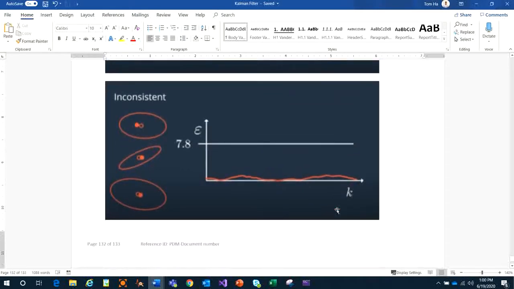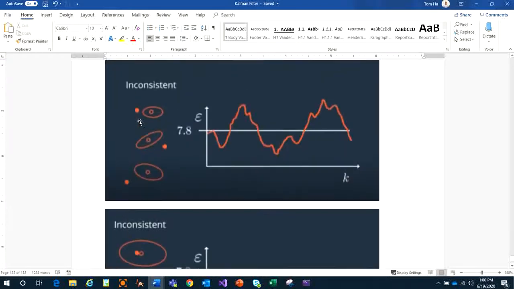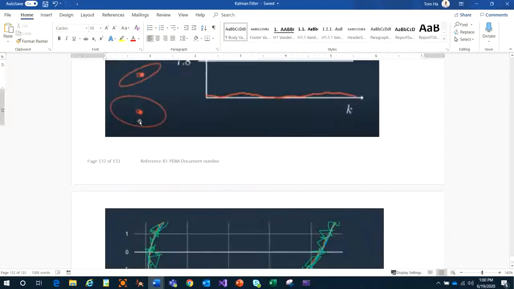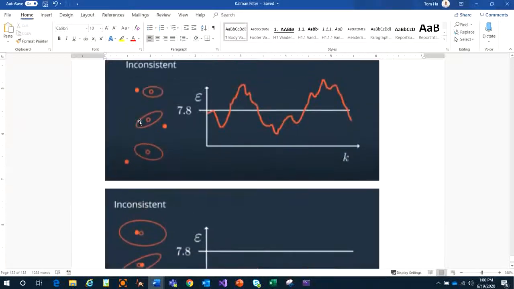And similarly, if the value right here is too low, much lower than 7.8, the system is also inconsistent, right? So that's the way we check whether the system is consistent or inconsistent.